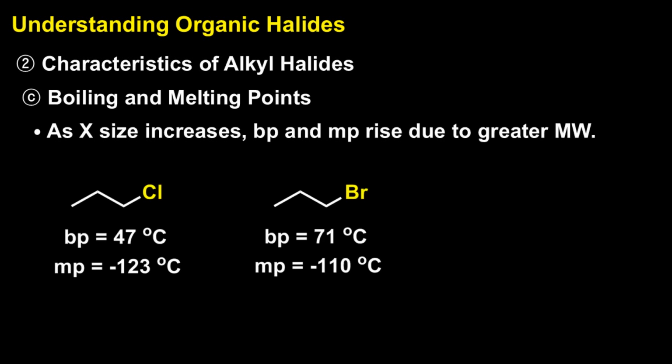We see a similar trend with different halogens. As you go from chlorine to bromine to iodine, boiling and melting points increase. That's because heavier halogens have more mass and are more polarizable, which strengthens dispersion forces and makes intermolecular interactions stronger. So just like with longer chains, heavier halogens mean higher boiling and melting points.